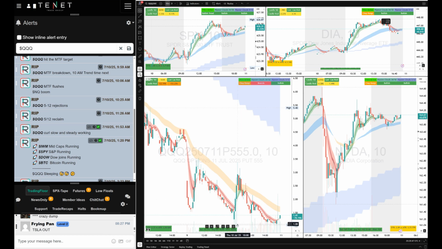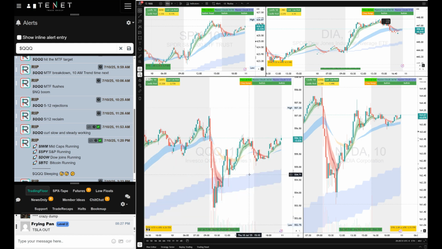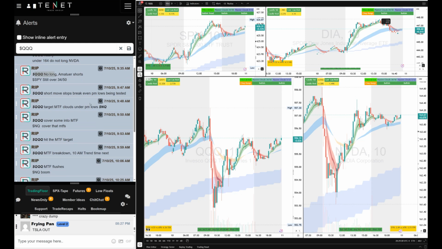Look at these 555 puts. They went from $1.20 all the way to $3, 200%, right? You're trading with your $1,000, you're making $2,000 to $500, and you're done. You're done in the morning, right? So you see that short, and let's talk about Nvidia short.